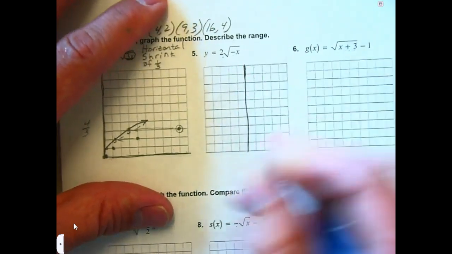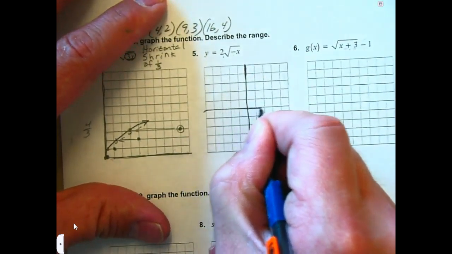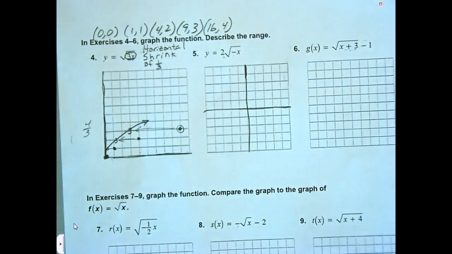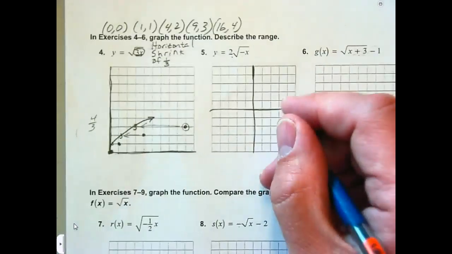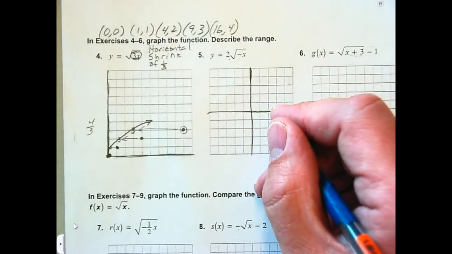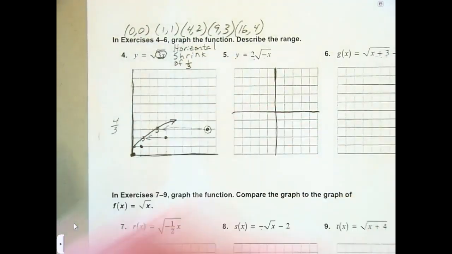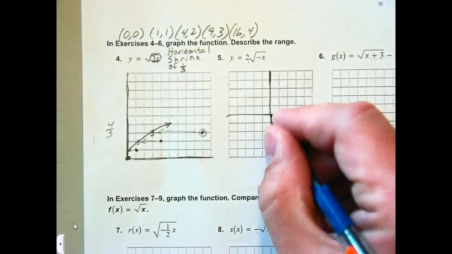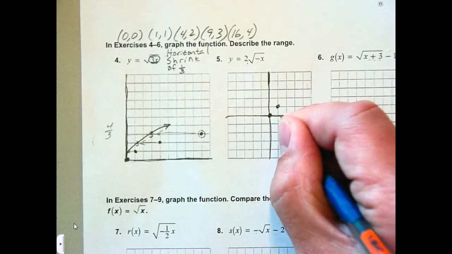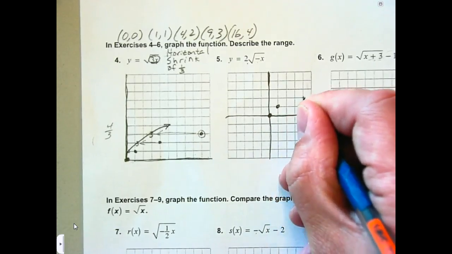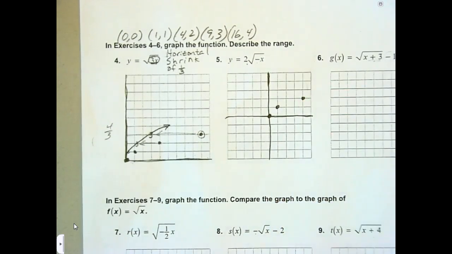Let's go ahead and put them right in the middle, that way we can see. Okay? First thing, let's plot our points: 0, 0, 1, 1, 4, 2. Got our 0, 0, our 1, 1, and our 4, 2. We don't get our 3, 9 on there, our 9, 3. Remember, that's our parent function.